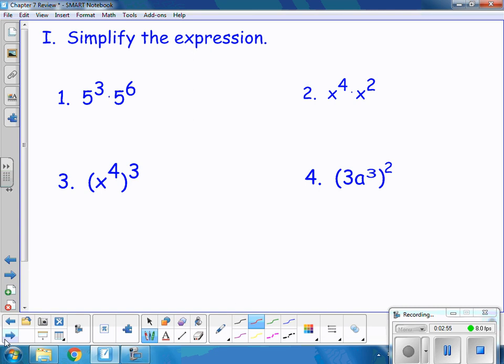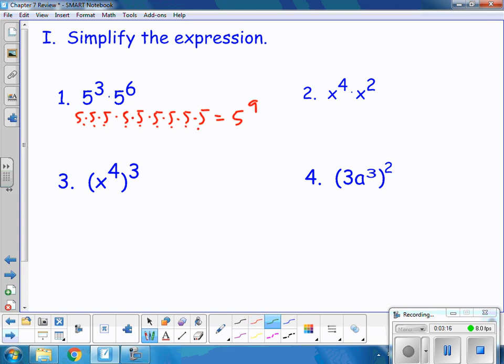Now I've got these exponents because we're multiplying them together. Technically this is saying 5 times 5 times 5 times 5, and so on, which means that there are 1, 2, 3, 4, 5, 6, 7, 8, 9 of them, 5 to the 9th.